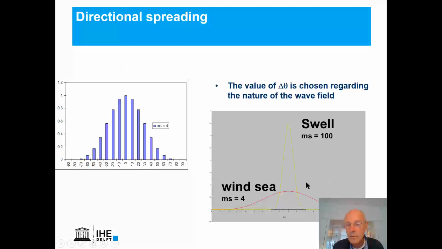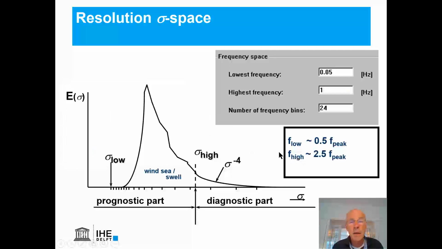You have to realize that if you have a very narrow directional spreading, then you have to also have a higher resolution in your directional space than when you have a very wide wind spectrum. The resolution in the frequency space is typically taken between half the peak frequency and 2.5 times the peak frequency. That is the most interesting part, which the model can actually resolve.